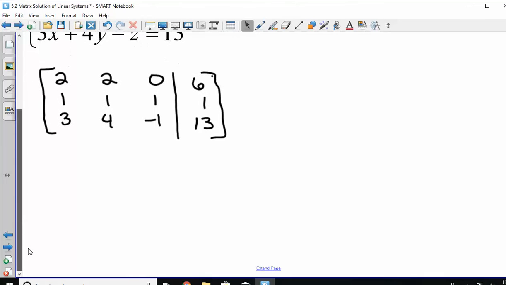So the first thing we need is a 1 in row 1, column 1. And there are a ton of ways to get that on this problem. You could take row 1 times a half. You could flip rows 1 and 2. You could do row 1 minus row 2.